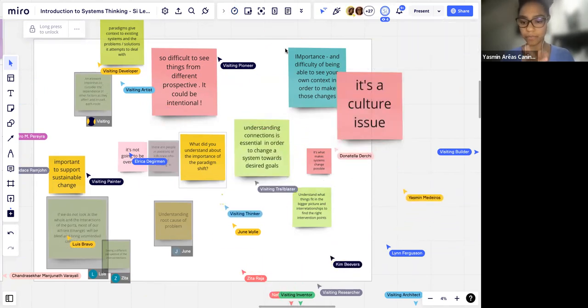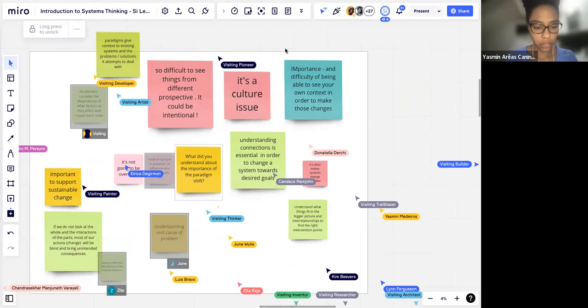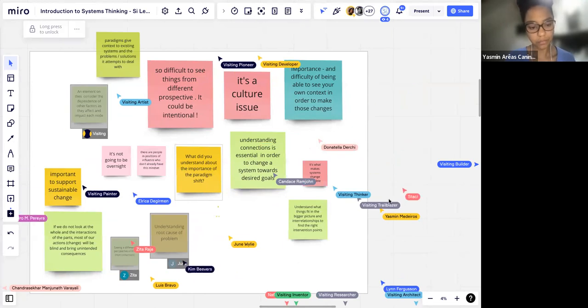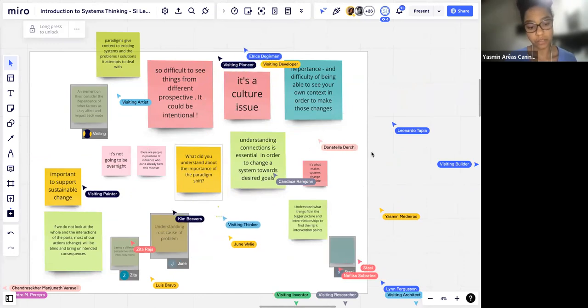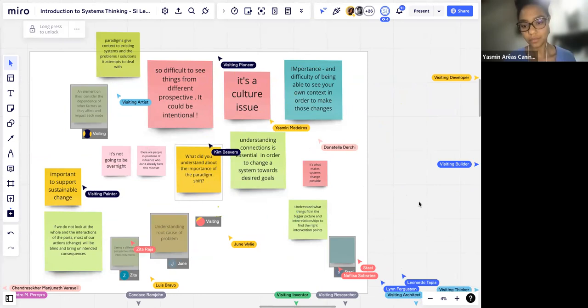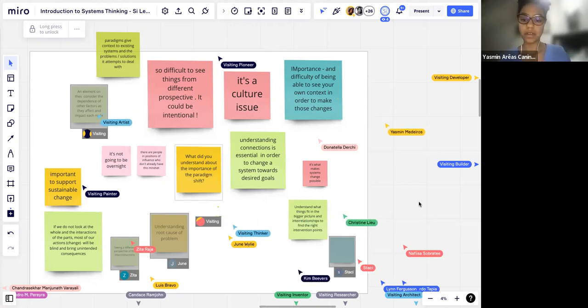Okay, let's see. If we don't look at the whole and the interactions of the parts, most of our actions will be blind and bring unintended consequences. Good. Important to support sustainable change. This is not going to be overnight, as this is a very slow process. It's a culture issue. Importance and difficulty of being able to see your own context in order to make those changes, right?